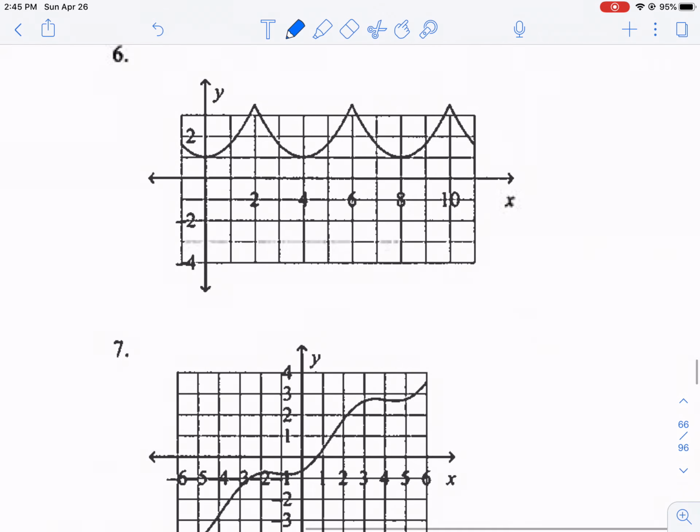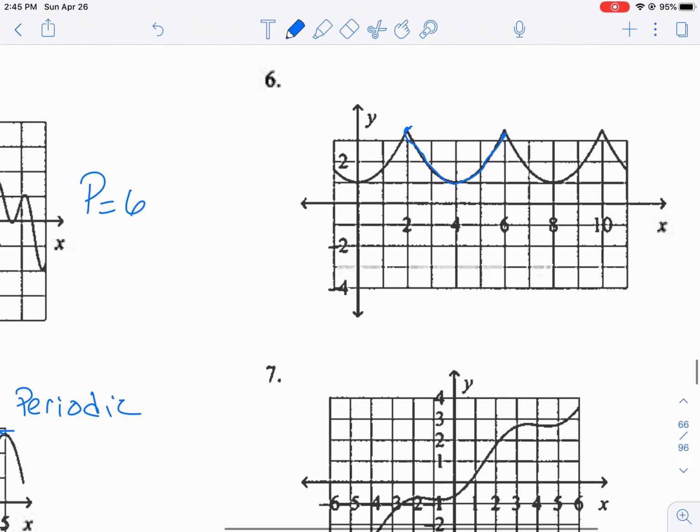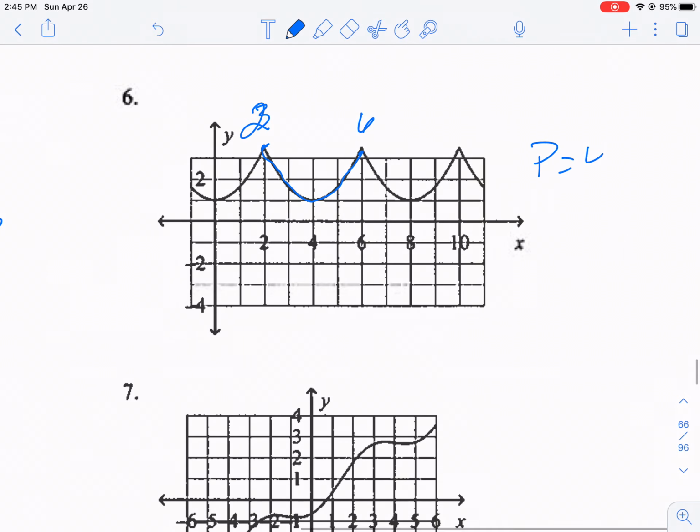I think number 6 is pretty obviously periodic. We've got a high point here. We swoop down to a low point, back to a high point, and if we cut that graph out, we repeat ourselves, right? So come over here. It looks like my period's 4, but it looks like from here, if I'm just looking at it on the graph, we go from 2 to 6. So our period is 4.